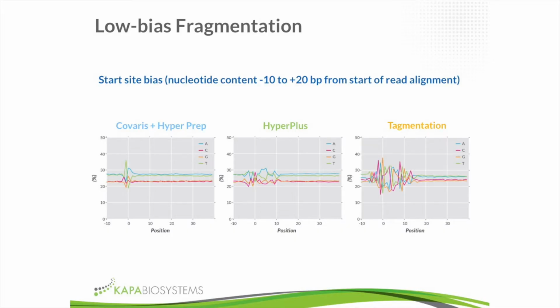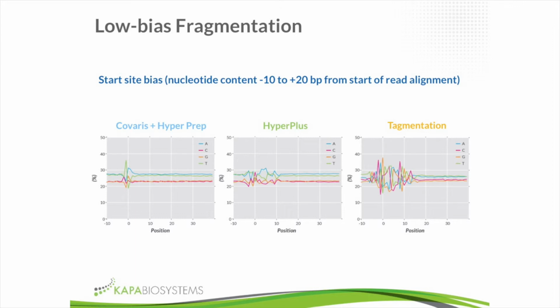So high library construction efficiency is an obvious benefit, but with enzymatic fragmentation reagents, a key question is, what about bias? Start site bias is one way to quantify fragmentation bias. And we're showing that data here for a human exome sequencing experiment. The libraries were made with 3 different workflows: Covaris plus HyperPrep, HyperPlus, and a tagmentation-based approach.